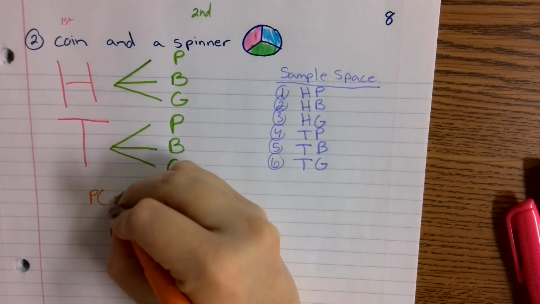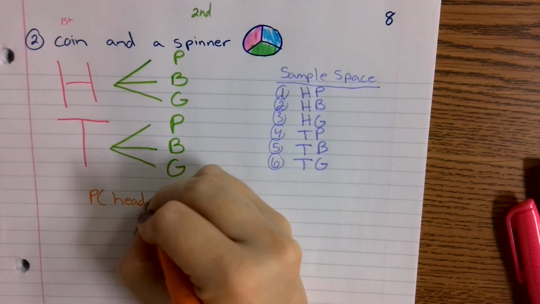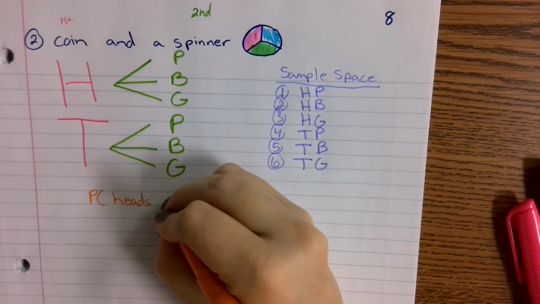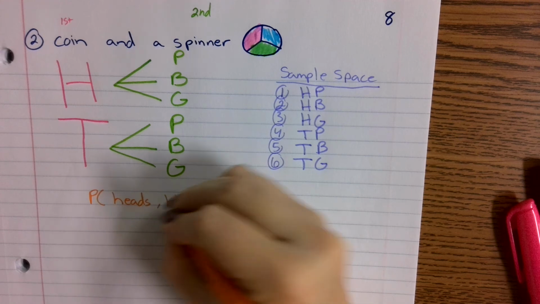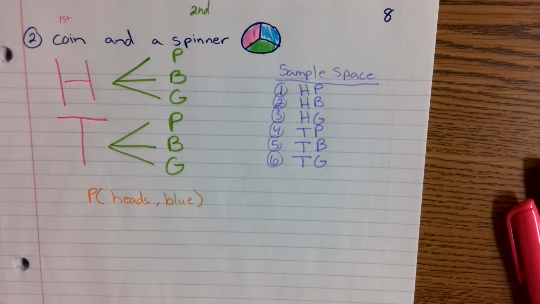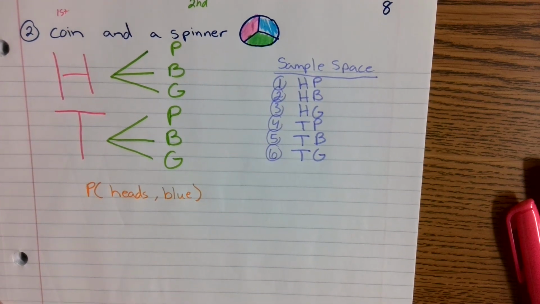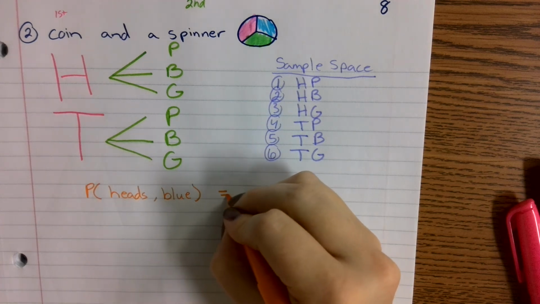And again, if I wanted the probability to land on heads, blue, how many outcomes are heads, blue?